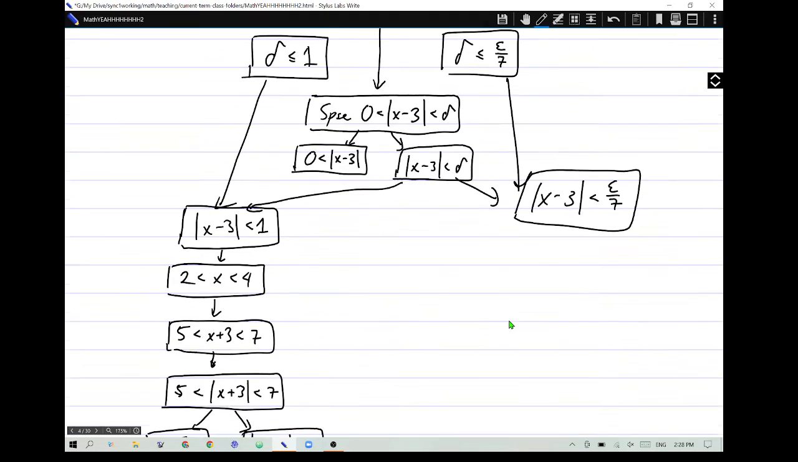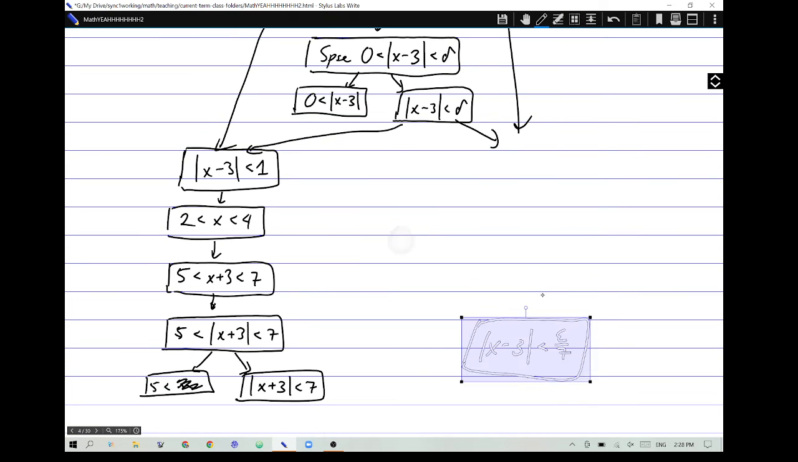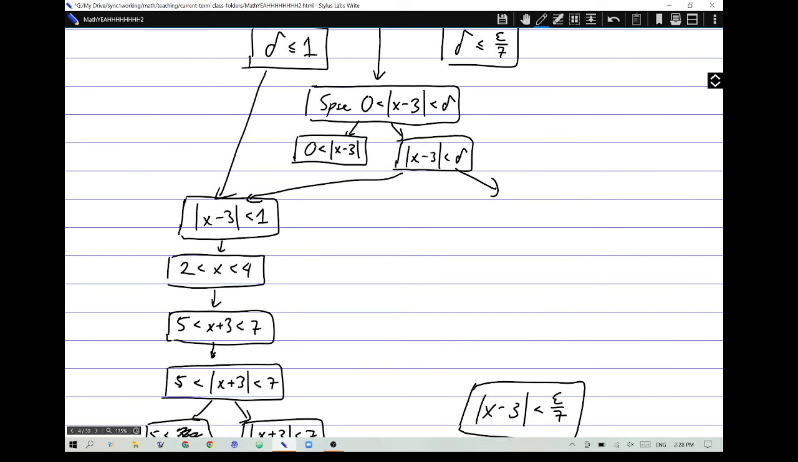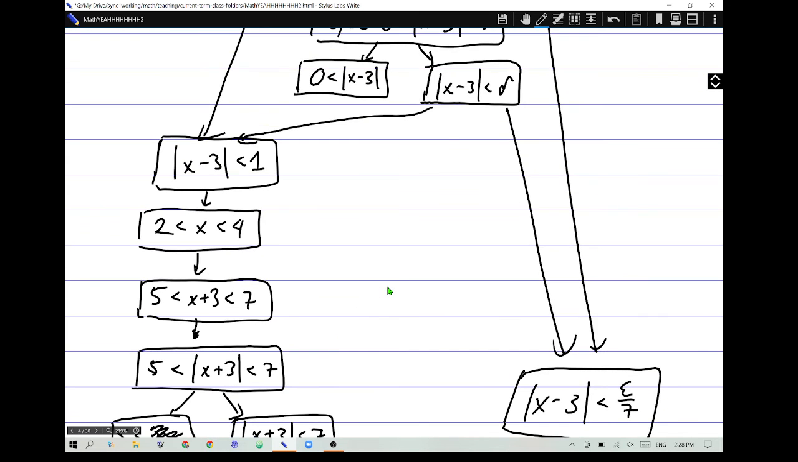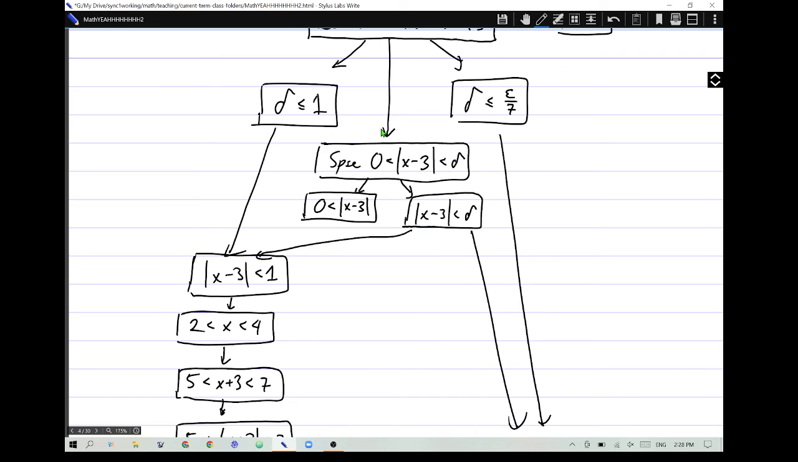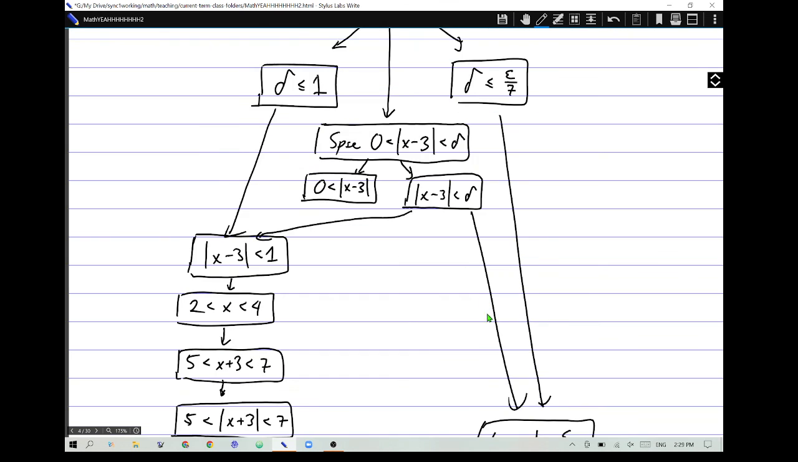If you don't mind, I'm actually just going to take this thingy and just move it much further down. Right, so these two things lead to that. Okay, so we had this one track here. Delta less than or equal to 1 combined with this led to this. And then delta less than or equal to epsilon over 7 together with this same inequality led down to this.